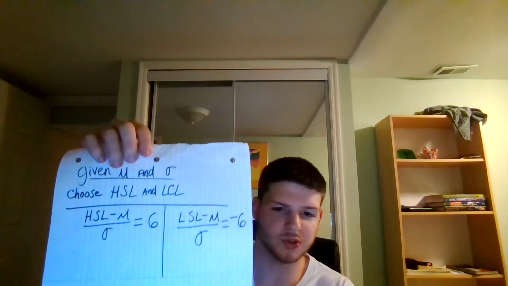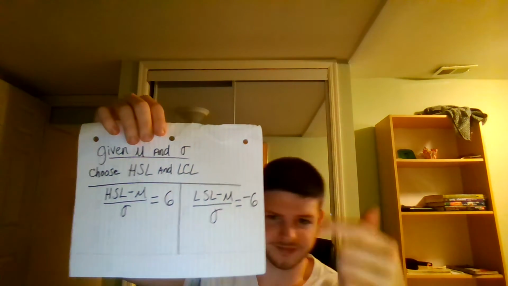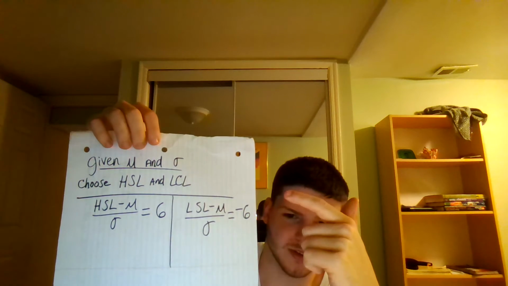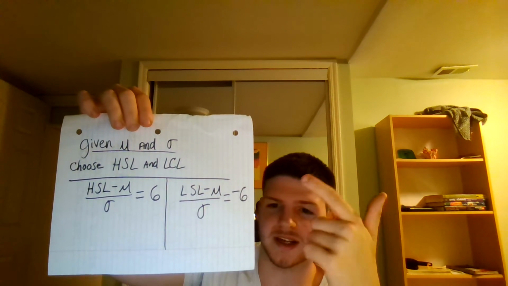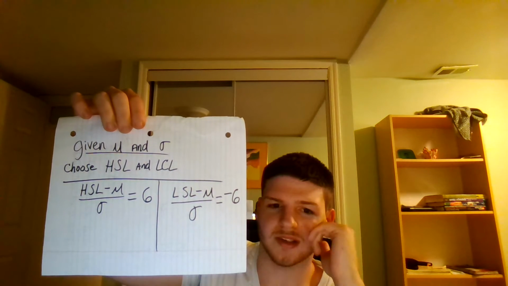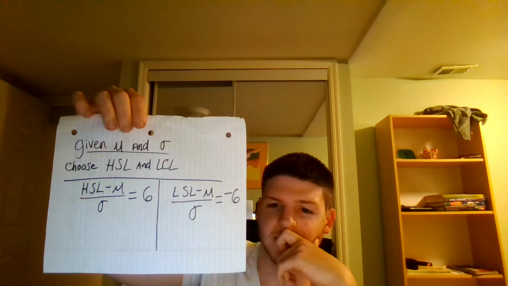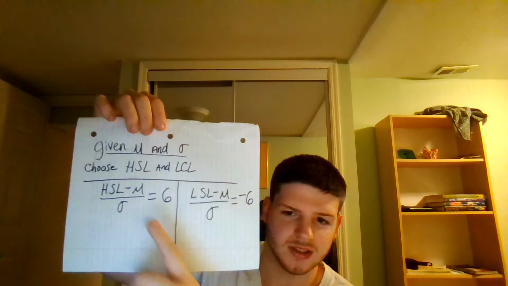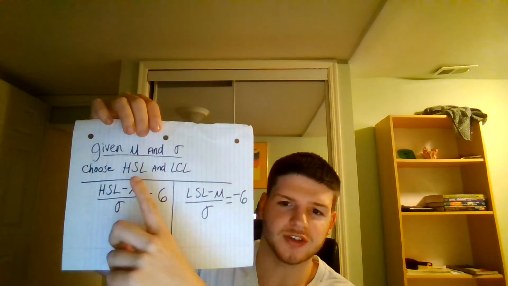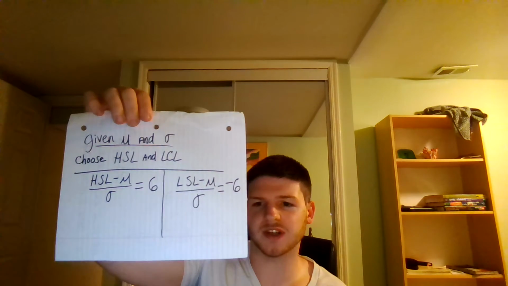you basically do just this. You're given your average through just sampling. You can figure that out, as well as your current standard deviation, and then you choose your high specification level and your lower specification level.